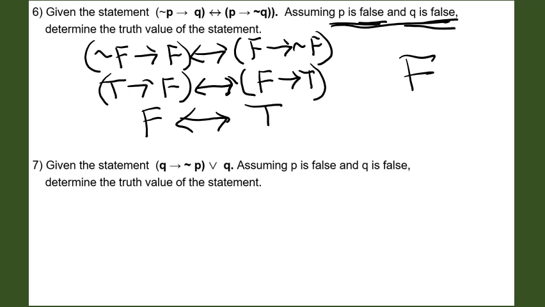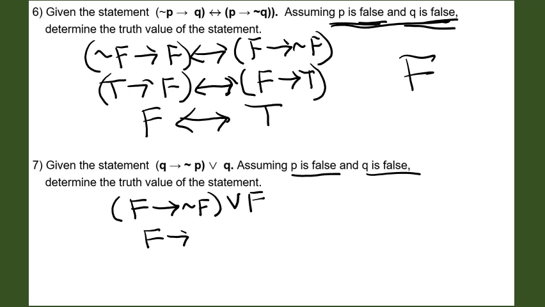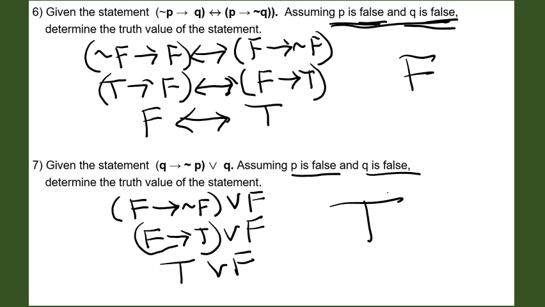Moving on to number 7. We're assuming P is false and Q is false. Substituting in, false gives a not false or false. So false yields true or false. And if-then, this one is true. Or is true when at least one of them is true. So this statement here is true under that scenario.